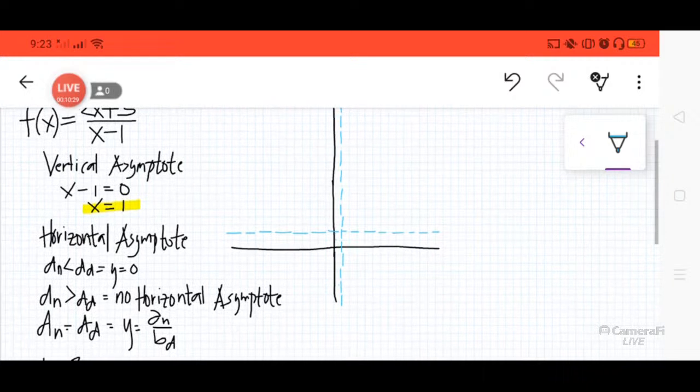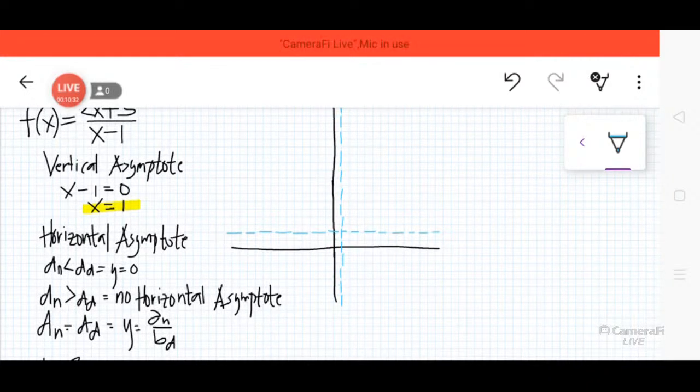All right. So now, the next thing we have to do is to construct a table of values. The purpose of our table of values is to determine the direction of our line, where the line will create a curve.